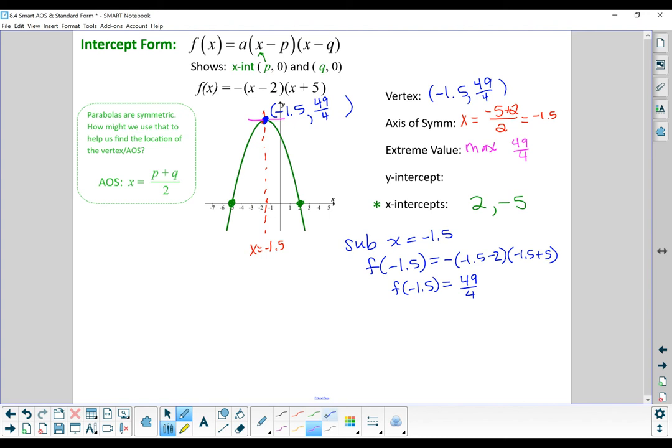Okay, the last thing that we want to find here is our y-intercept. The y-intercept occurs when x equals 0, so we're going to sub in x equals 0. F of 0 equals negative, our x value 0 minus 2, and then our x value of 0 plus 5. If we calculate that, we get that the y-intercept is positive 10, and you can crunch that in your calculator if you want. So our y-intercept is 10. All right, so that was a review of intercept form and how the axis of symmetry works with intercept form.